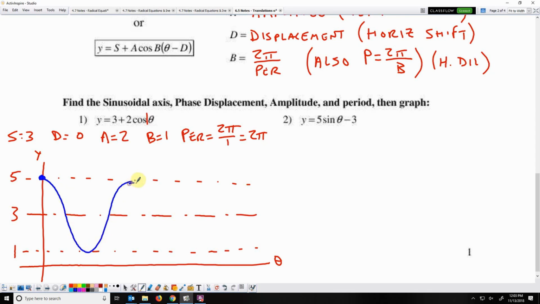So there's one cycle. There's another cycle. Okay, so it has completed a cycle when it gets right here. So I'm going to put a mark on my theta axis. And then when it's completed another cycle, it's right here. The period is 2 pi. We started here at 0. It goes 2 pi units horizontally before it begins to repeat. Then it goes another 2 pi units before it starts to repeat. So that's going to be 4 pi.